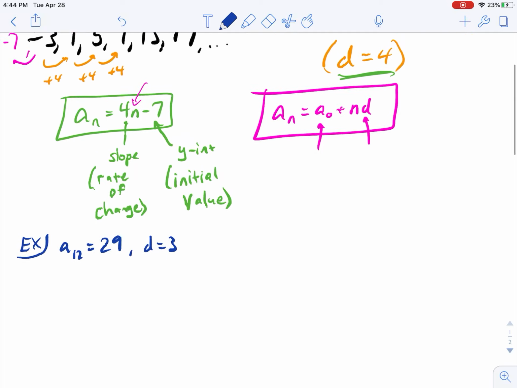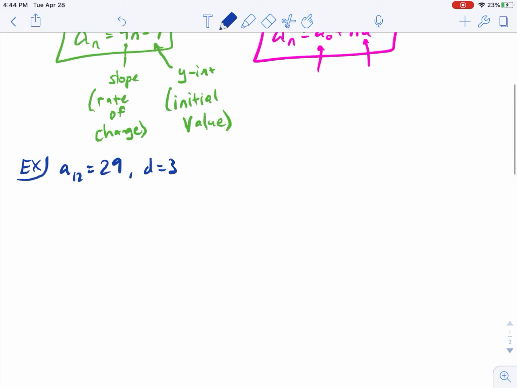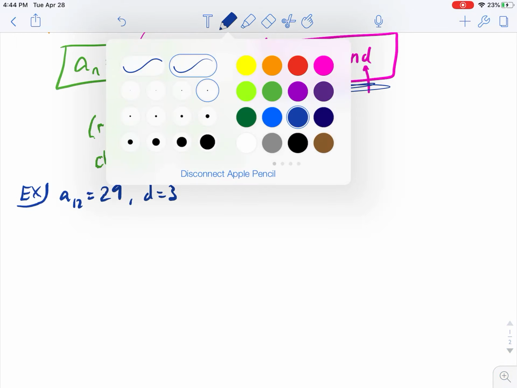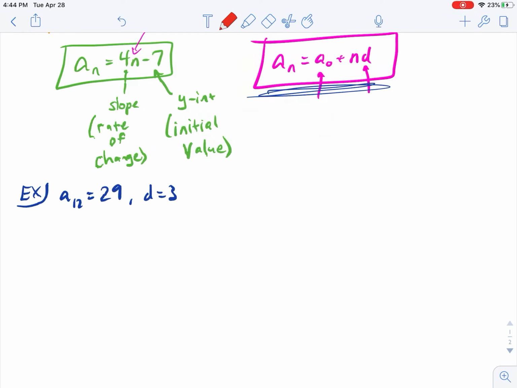I do things slightly different because I think about this case. What if someone says, okay, I've got an arithmetic sequence. The 12th term is 29. The common difference is 3. Write an equation that models that sequence. If you're using this pink formula up here, you'd need to know the 0th term, which would take a little bit of time. So I have a better idea, I think.